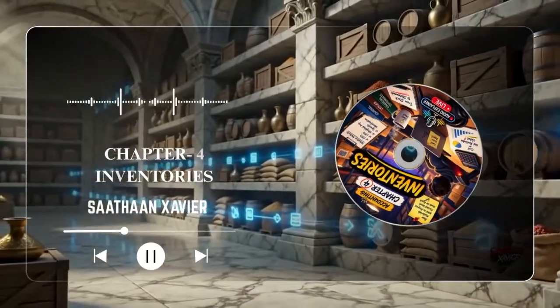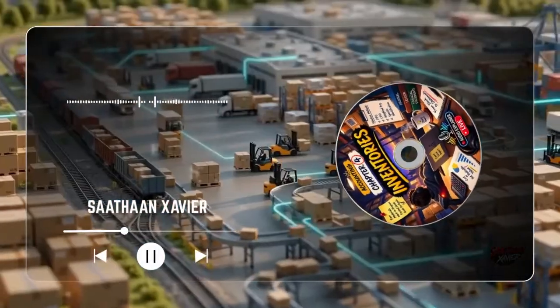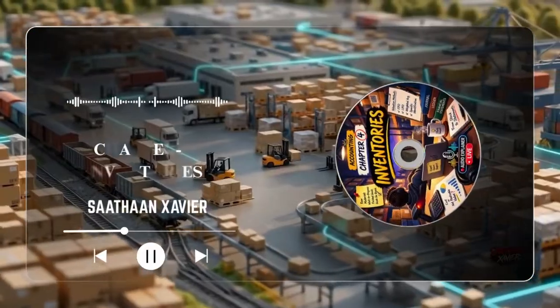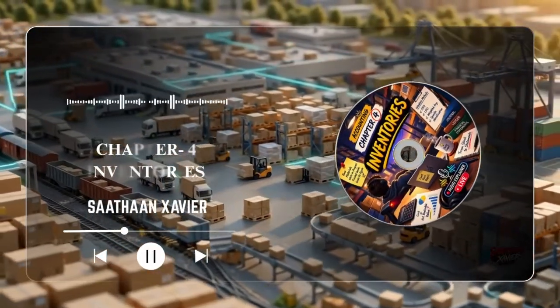Upgrading the analogy, a perpetual system is like owning a hyper-advanced smart fridge. Every time I put an egg in, the fridge scans a microscopic barcode.